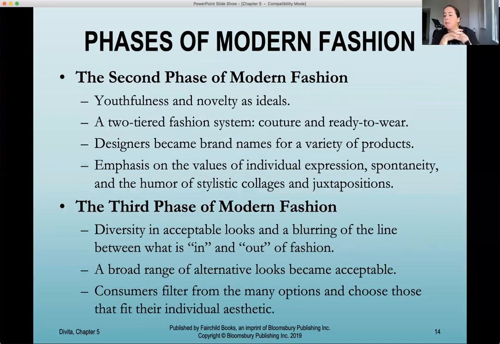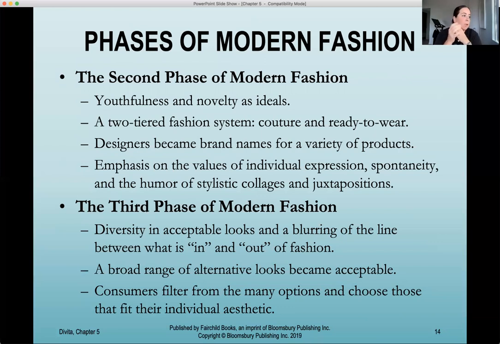The second phase of modern fashion is known from youthfulness and novelty as ideals. It has a 2-tier fashion system. So we now have couture and ready-to-wear fashion. So we also got a division in designers in that way, where designers either decided to stay in couture or actually expand to ready-to-wear fashion. Designers became brand names for a variety of products. So this is also really important.